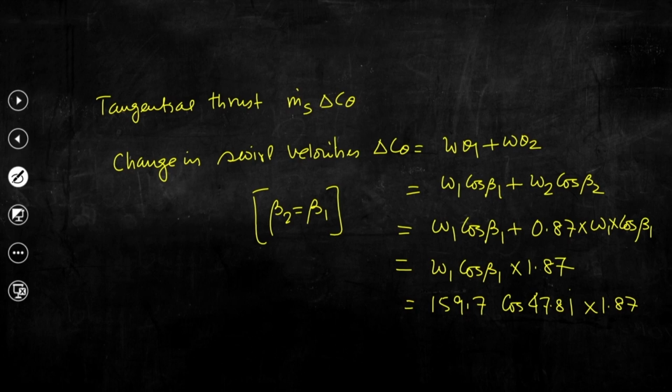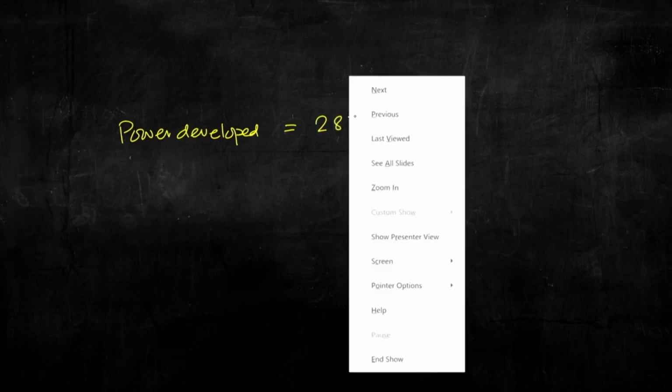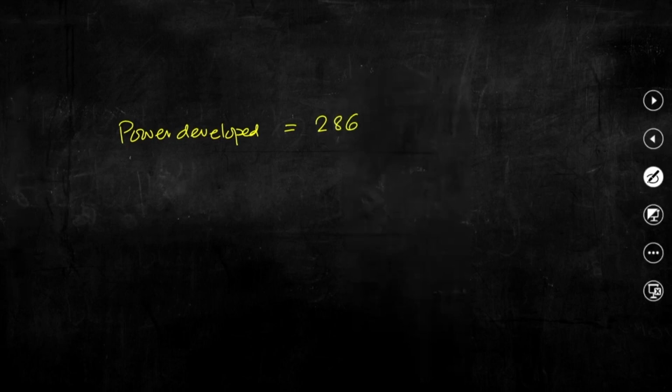and if we plug in the value of delta C theta in the expression of power developed here, we can get the power developed. You can check that it is coming 286.56 kilowatt. So, you can check whether it is correct or not. So, this is the problem.